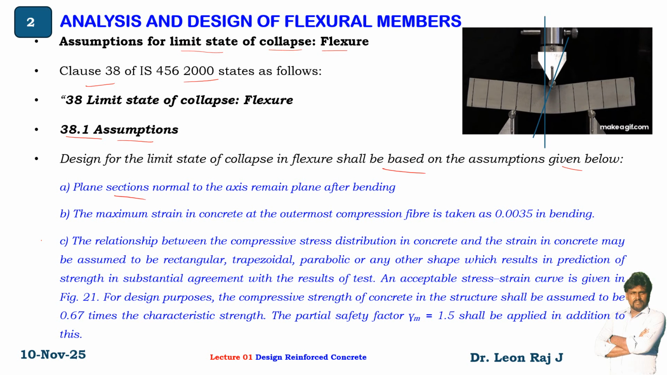First assumption, plane sections normal to the axis. So this is the beam and this is the axis. So the plane section, this is the plane section. The plane section normal to the axis remains plane even after bending. This is after bending.